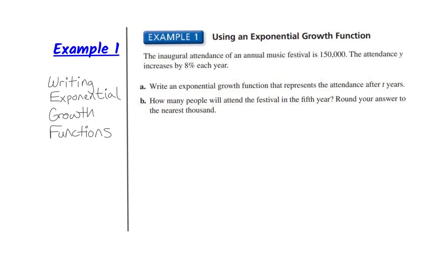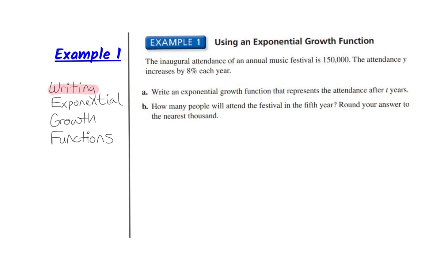Example 1, we're going to write exponential growth functions. Please write that in on the left-hand side of your Cornell style notes. Let's read the example here. It says, the inaugural attendance of an annual music festival is 150,000 people. That's a lot of people. The attendance, y, increases by 8% each year.